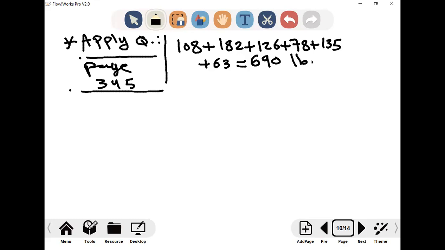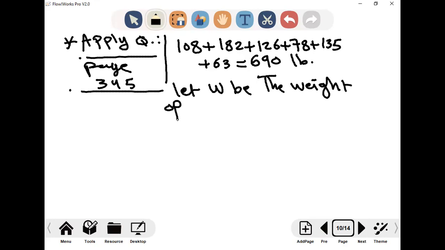These are the 6 people, Maya and the 5 friends. Now, do we know the weight of the 2 people who entered? No. So let W, because we are talking about weight, you can use any variable, be the weight of the 2 people, right?